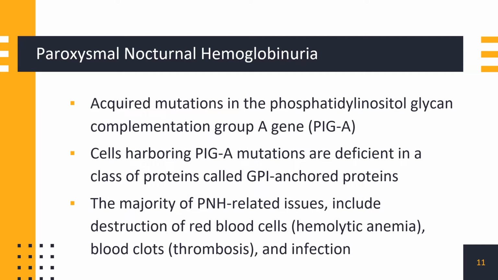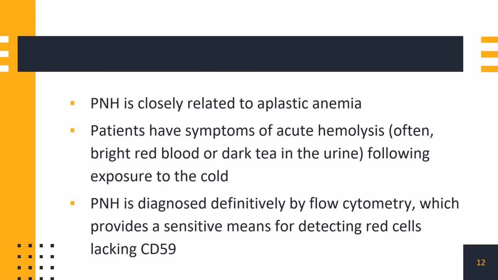In here, it is an enzyme that is essential for the synthesis of certain cell surface proteins. The PNH is closely related to aplastic anemia, and patients have symptoms of acute hemolysis, often characterized by bright red blood or dark tea-colored urine following exposure to cold temperature. The PNH is diagnosed definitively by flow cytometry, which provides a sensitive means for detecting red cells lacking CD59. As a side note, the sucrose hemolysis test and Ham test are two clinical laboratory tests commonly done whenever paroxysmal nocturnal hemoglobinuria is considered by the attending physician.